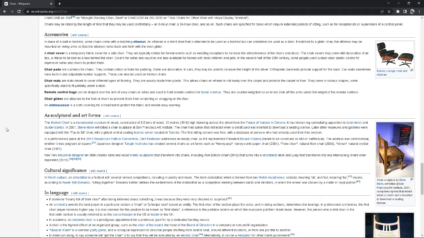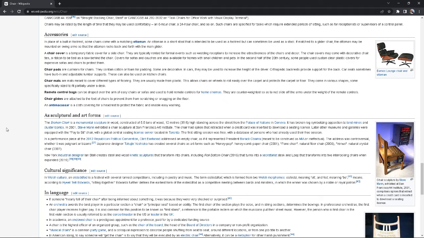Chair pads are cushions for chairs. They contain cotton or foam for padding. Some are decorative. In cars, they may be used to increase the height of the driver. Orthopedic backrests provide support for the back. Car seats sometimes have built-in and adjustable lumbar supports. These can also be used in kitchen chairs.